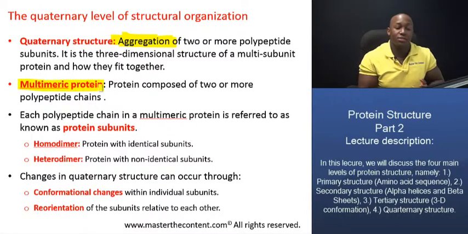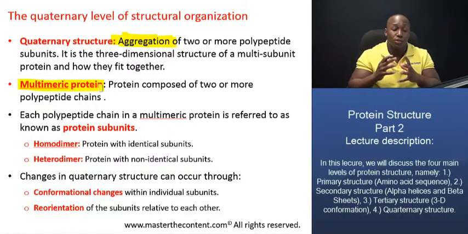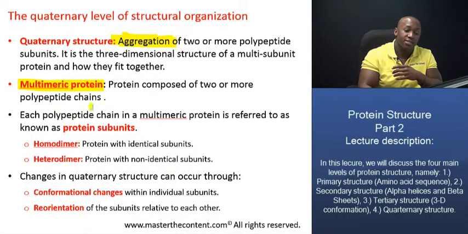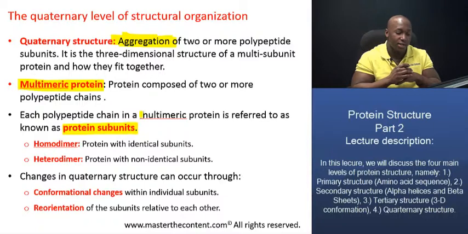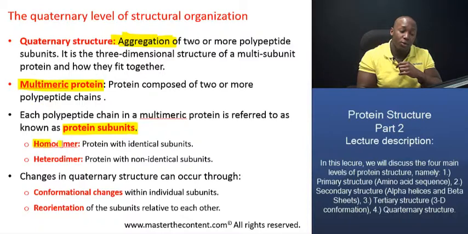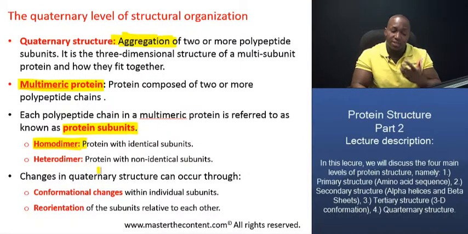So a multimeric protein is basically a protein that's composed of two or more polypeptide chains. Now, each of the polypeptide chains in a multimeric protein is referred to as a subunit. Those are protein subunits in that protein. Now, in the case of a protein that has identical subunits, we will call that a homodimer. And when we're dealing with a protein that has different or non-identical subunits, we will call that a heterodimer.